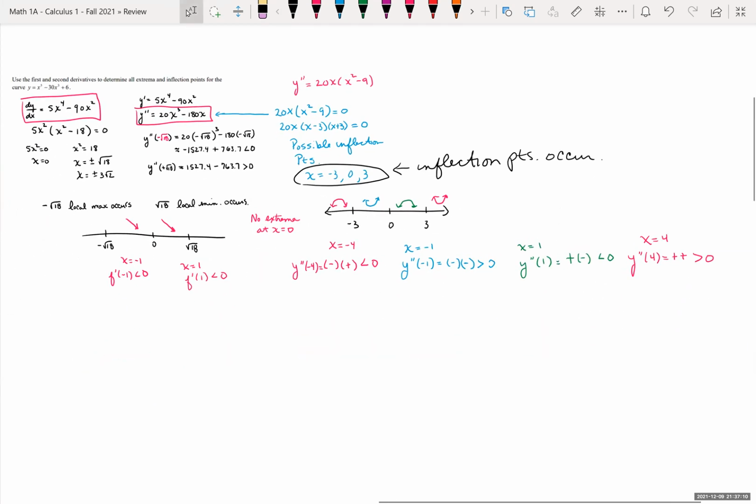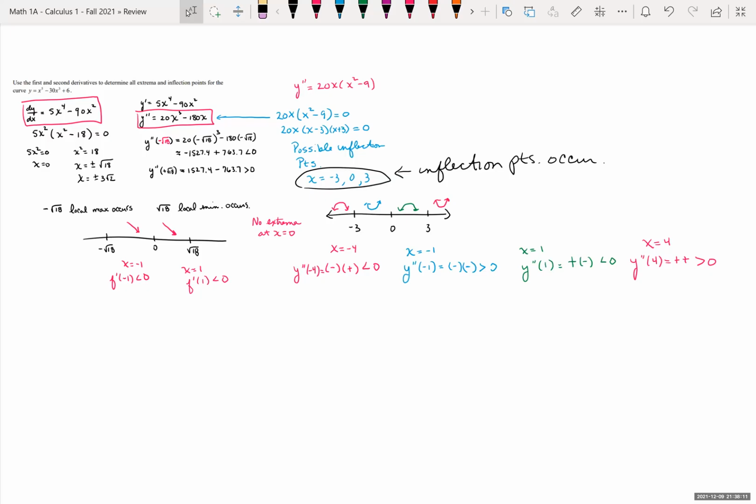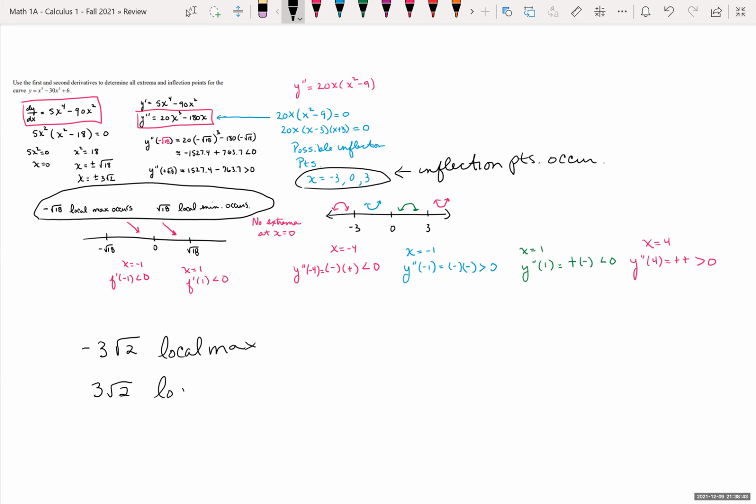Let me just pause for a second. Okay, so they didn't find the y values of those points and left it like this, except that they pulled out what they could from underneath the radical like we had done before. So we know that -3 root 2 was where our local max occurred, and +3 root 2 was where our local min occurred.